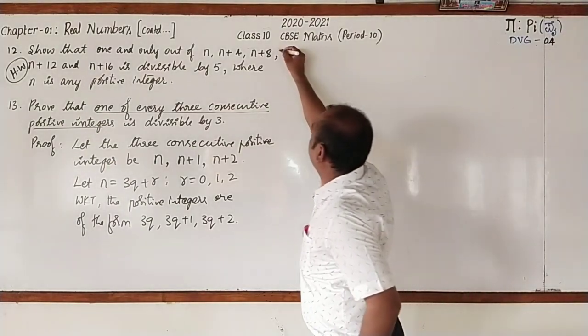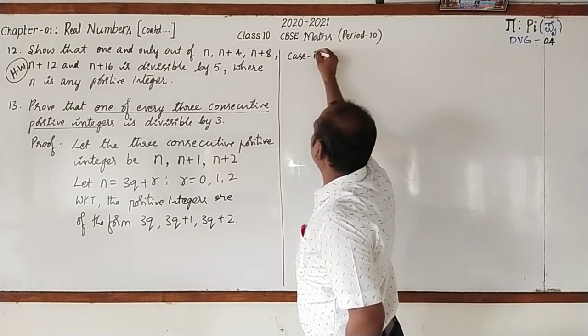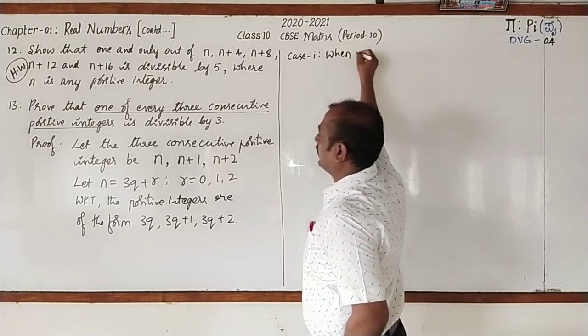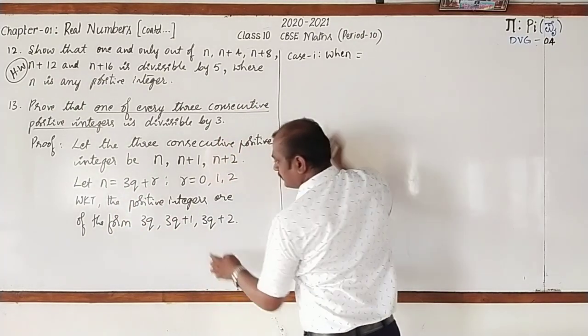Here I'll write first, case 1. In case 1, what should be taken? When n equals, see the 3q plus r. These are the possibilities.